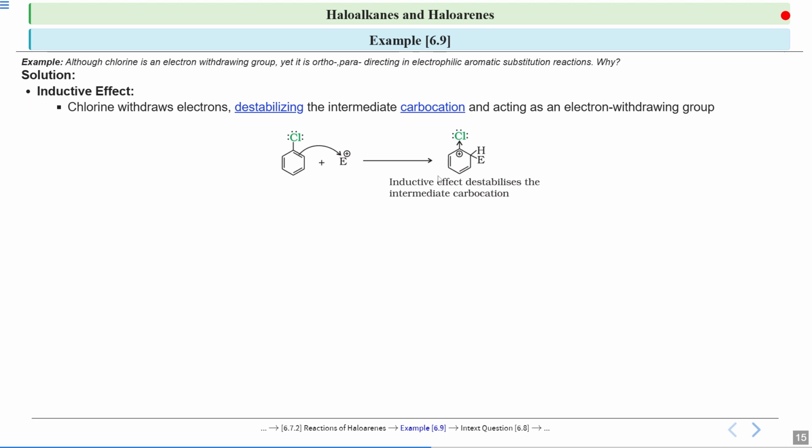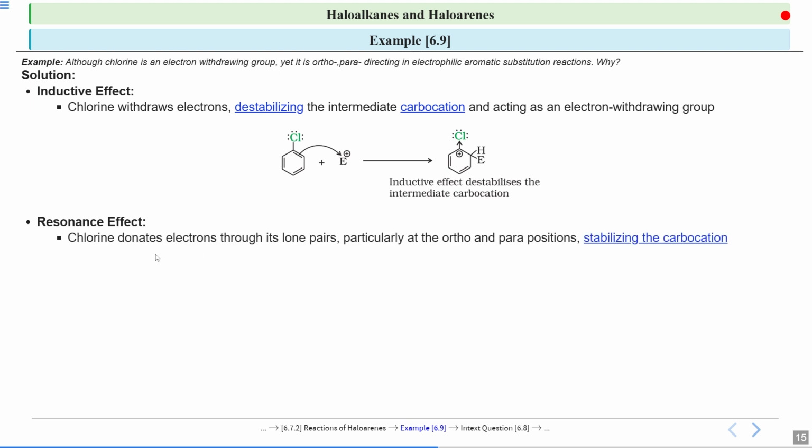So this carbocation which we are getting after the withdrawing of the electrons towards the chlorine, positive charge comes at this carbon. Okay, so carbocation forms, but this carbocation is unstable. So inductive effect is destabilizing the intermediate carbocation forming. Okay, and this is how the chlorine is acting as an electron withdrawing group. Now let's talk about the resonance effect shown by it.